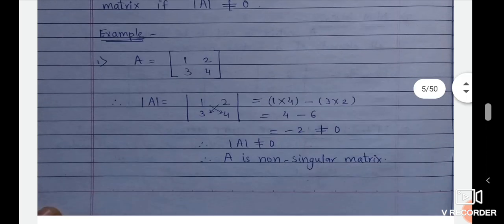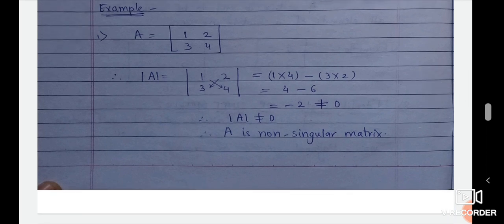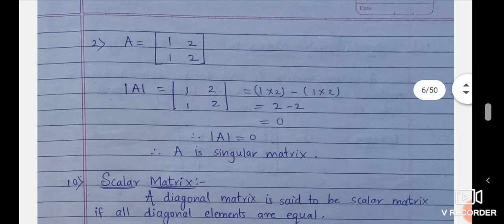Okay, now see the example. A equals to 1 2 3 4. So I have taken the determinant of that matrix. While finding the determinant, first we multiply cross numbers, right? So 1 into 4, then minus 2 into 3. So 4 minus 6 is minus 2, which is non-zero. So the determinant is non-zero. So that's why A is what? Non-singular matrix. Okay, I have taken another example where your determinant is 0. Then we say the matrix is a singular matrix. So singular matrix if determinant is 0, non-singular matrix if your determinant is non-zero.